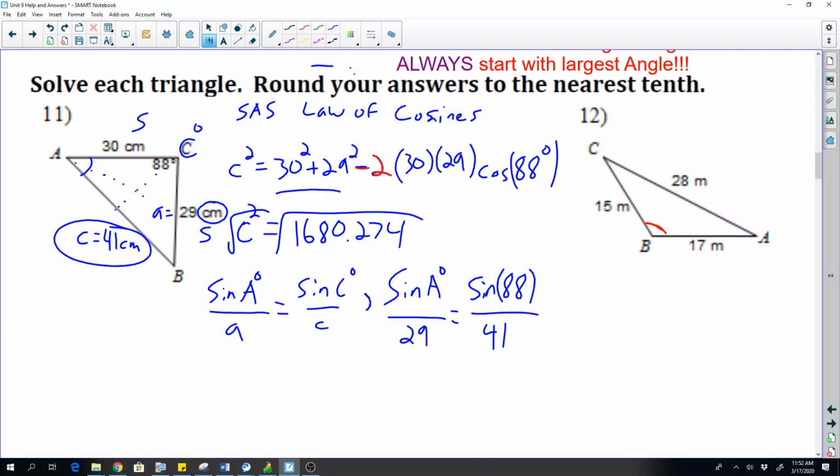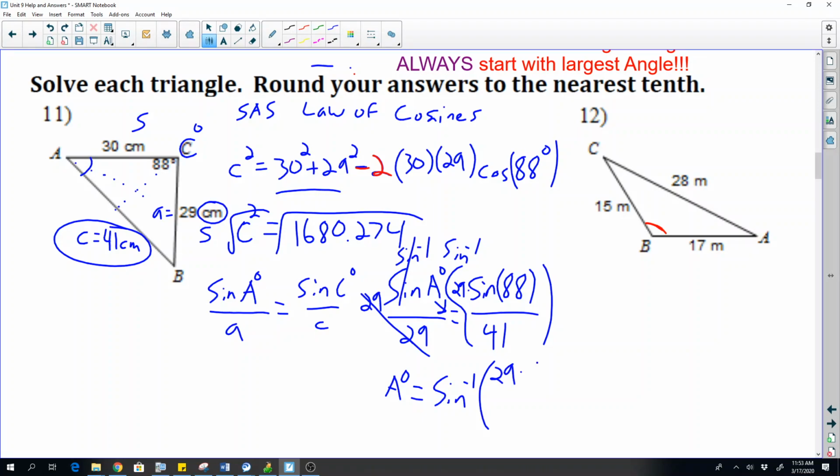So now we're going to multiply the 29. Right now it's being divided, so we'll multiply the 29 over to the other side. And then we'll go to an inverse. Remember? We're going to inverse both sides. So now we figured out what A is equal to. It's all by itself now with an equal sign. So A is equal to the inverse sine of 29, which we multiplied over to the other side. Now make sure you close that parenthesis, else you will get a wrong answer. So 29 sine 88 all over 41.